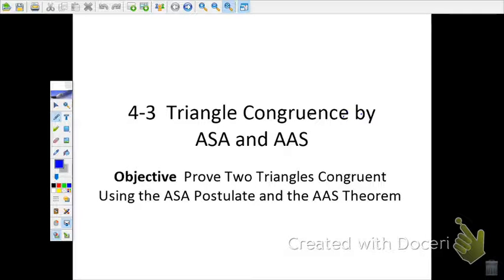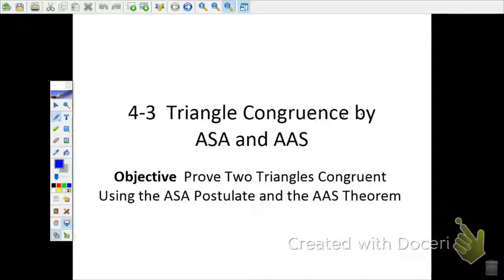Today we're going to continue looking at triangle congruence, learning about some more of those, what I call shortcuts. We've worked with two of them so far, side, side, side, and side, angle, side. Today's lesson, we're going to work with two others. We're going to have angle, side, angle, and angle, angle, side.